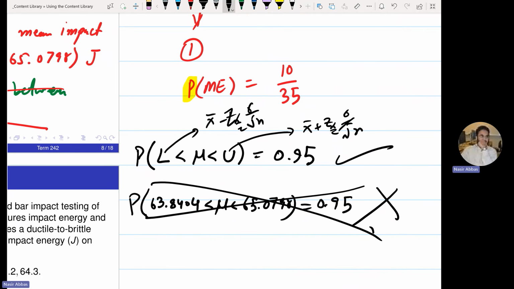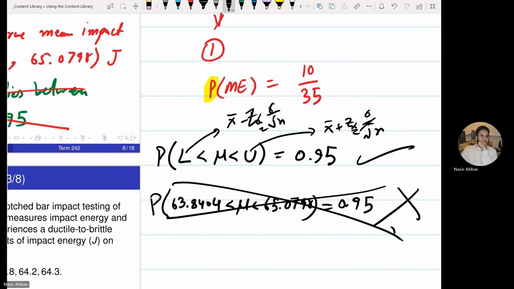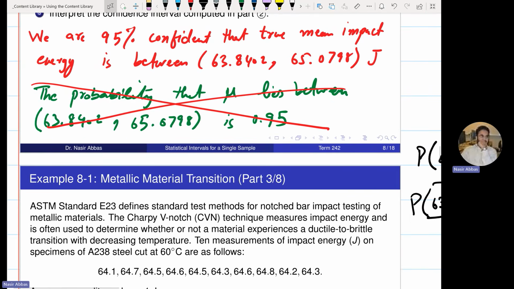Why? Probability is a measure of uncertainty. If there is no uncertainty, there is no probability. It becomes confidence. We use the term confidence. This one is correct: we are 95% confident that the true mean impact is between this and this. This is okay. But to use the word probability for this interval is not okay.